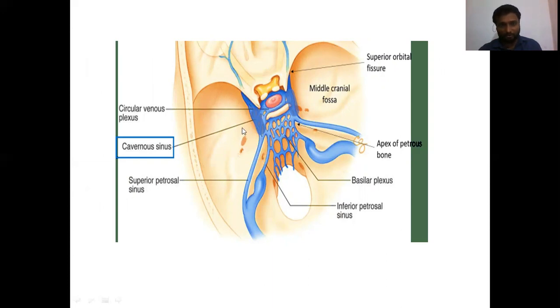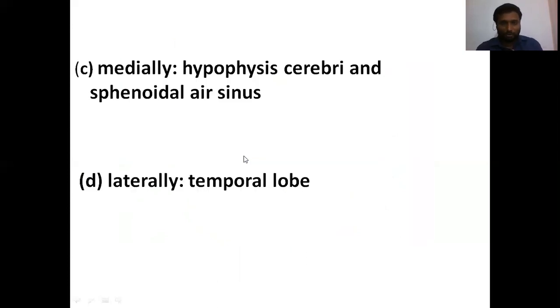Laterally, this depression is mainly for the temporal lobe of the cerebrum, so here and here we have the temporal lobe. So laterally it is related to the temporal lobe, medially the pituitary gland, superiorly the optic nerve, optic chiasma and olfactory tract, inferiorly the foramen lacerum. Foramen means opening. So the relations are clear: medially the pituitary gland, or hypophysis cerebri, then laterally the temporal lobe.